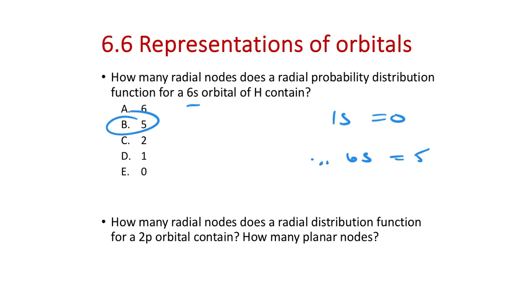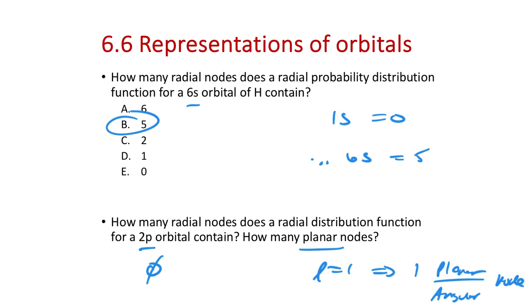And I don't think they'd get into the 2p, but how many radial nodes does it show for a 2p? It would be 0. But then we come back to the concept of, well, what about the planar nodes? That's what we're determining from the L value. So L equals 1 says that there's one planar node. We can call that an angular node too. So the L value is telling you about a different type of node than what the radial nodes tell you about.